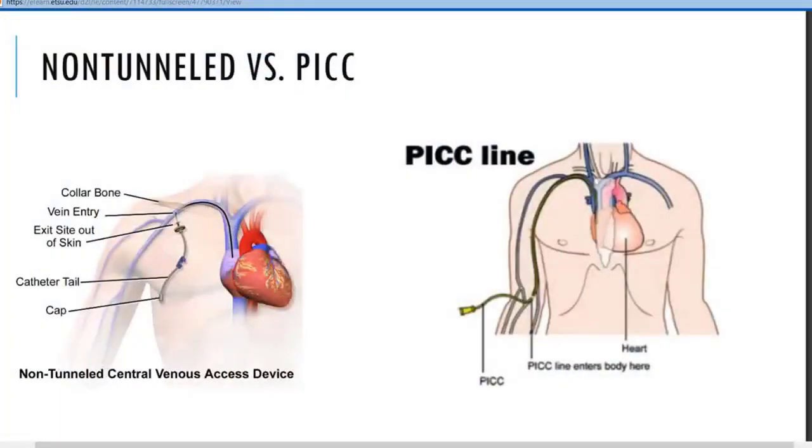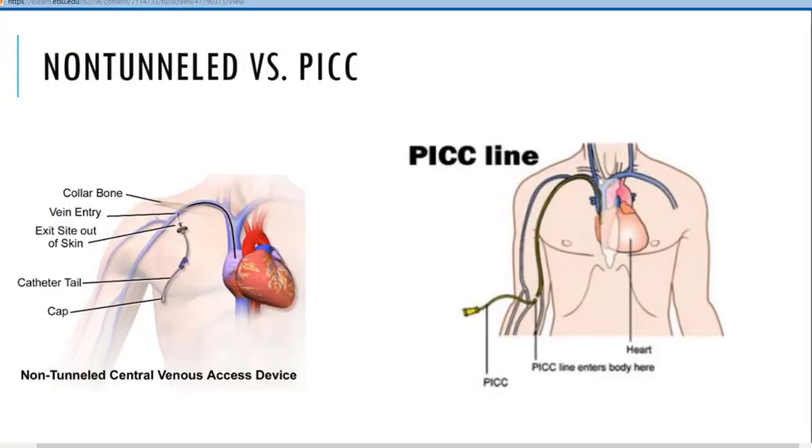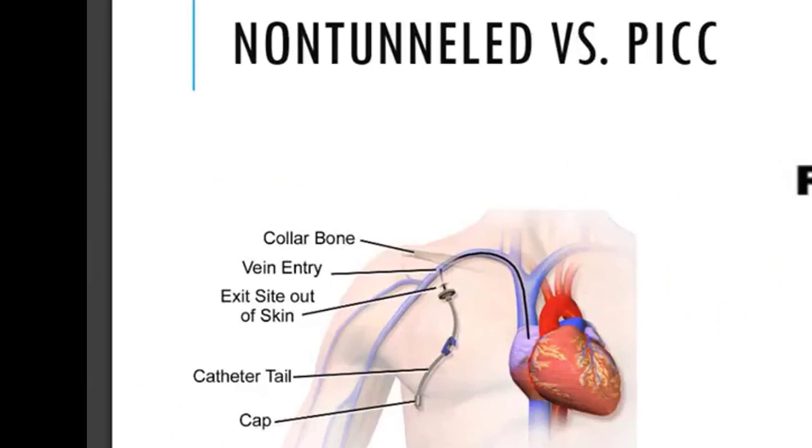So here's a non-tunneled versus a PICC. Okay, so you can see the non-tunneled catheter actually is inserted much higher up in the vasculature, as you can see right here. And you can see the tunnel, the catheter itself, there's quite a bit of that exposed. So you can see how that would put the patient at risk for infection.